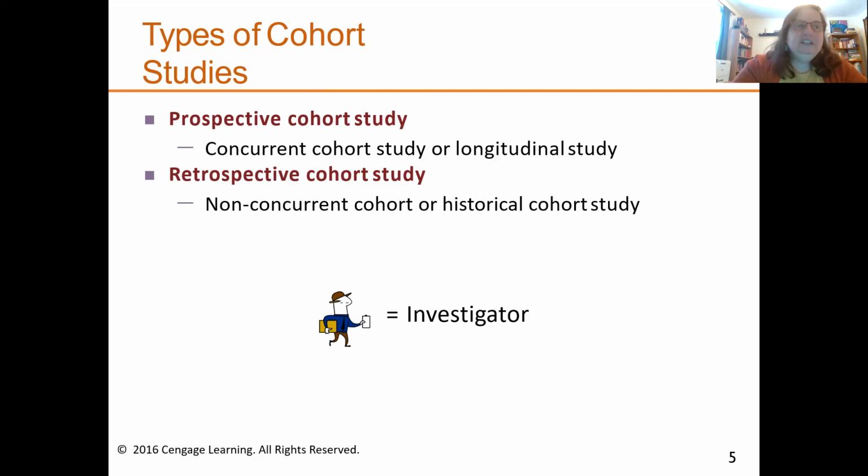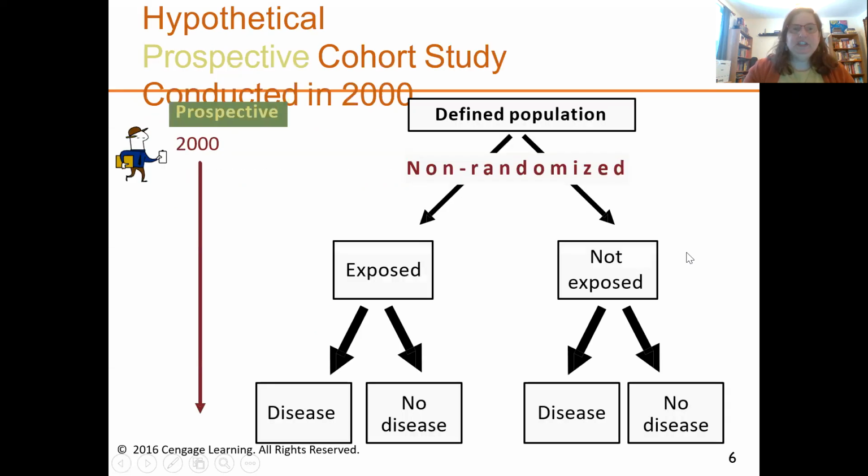So there is a prospective cohort study, which is a concurrent cohort study or longitudinal study. And if you can't do that, sometimes people do what's called a retrospective cohort study, a non-concurrent cohort or historical cohort study. The one I was just talking about was the prospective, and I'm going to walk you through that first, and then I'll walk you through the retrospective. So let's start with a prospective study.